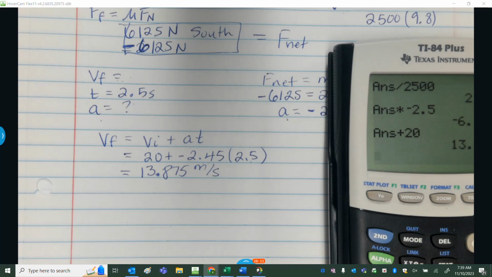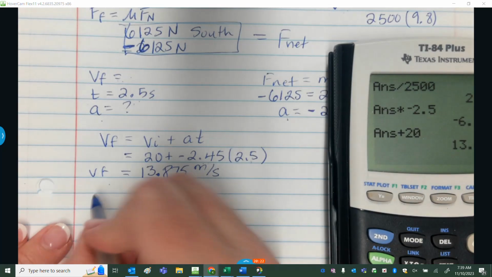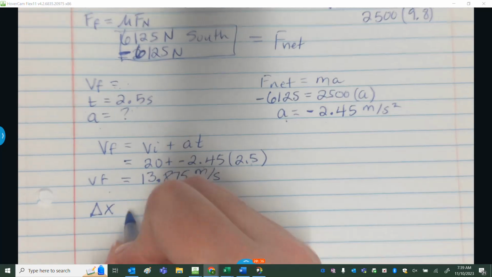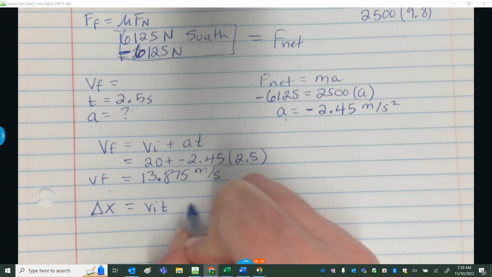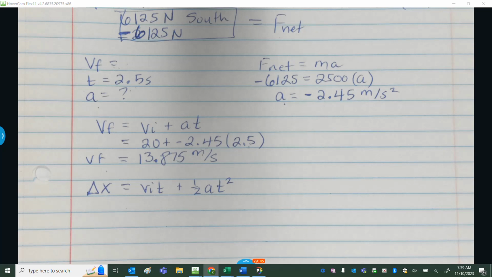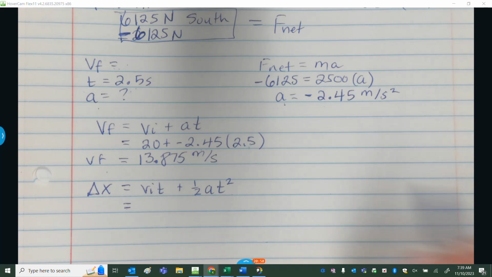Part D of the question is how far does the car move during that time? Well, now I have a final velocity, I have time, I have acceleration, I have vi. I can solve for delta x, and I have multiple options, 3 equations in fact that have delta x in them, but it's still going to be one of my kinematic equations. I'm just going to use this one. Delta x equals vi t plus 1/2 a t squared. You don't have to use that one. That's just the one I'm going to use. You should get the same answer regardless of which formula you use, so long as you use it correctly.